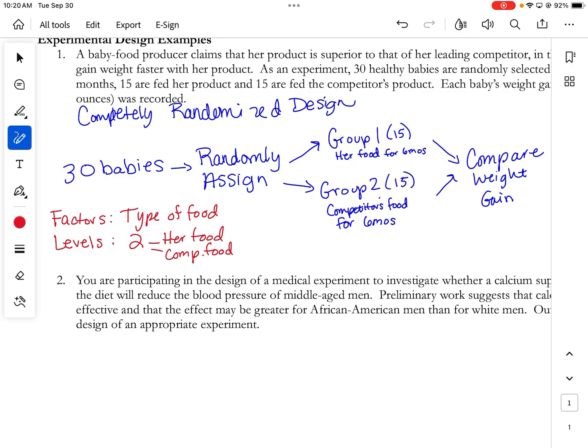And that's also our treatments. So treatment 1 is her food, and the competitor's food is treatment 2. If we had a mixture of multiple variables, we'd have to deal with that, but this one just has 2. And this, the food, these are the explanatory variables. Type of food. It's her food or the competitor's food. And then our weight gain is our response variable.